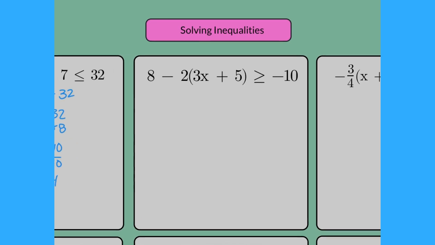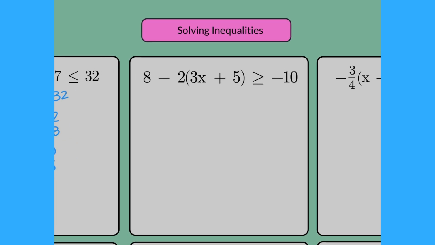For our next one, this is one that we tend to have some errors on because of this negative 2 or minus 2 right outside of parentheses. So you're actually distributing that negative 2. So we can't do 8 minus 2 first. Order of operations says we have to multiply first, and distributive property is multiplication. So I'm going to leave that 8 alone for right now. Then I'm going to distribute that negative 2. Negative 2 times 3x is negative 6x. And negative 2 times positive 5 is negative 10. And then I still have greater than or equal to negative 10.